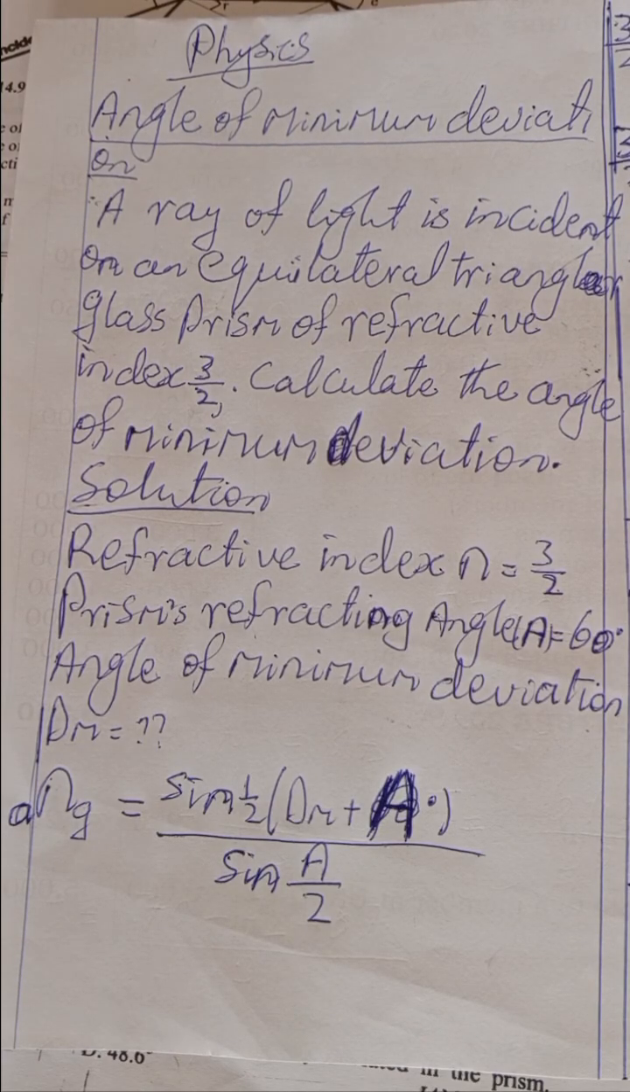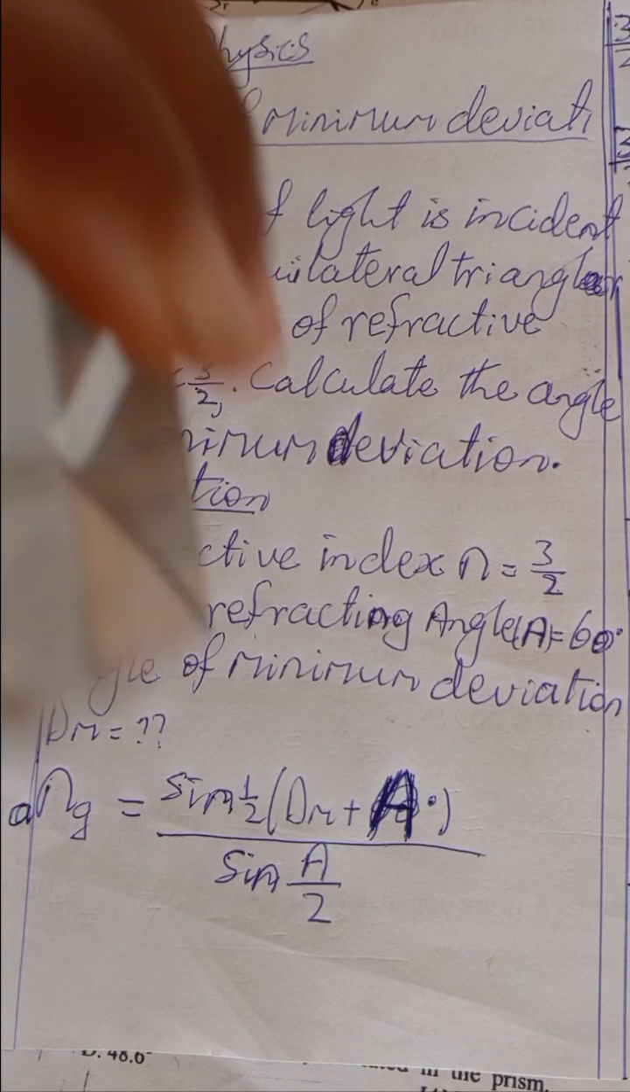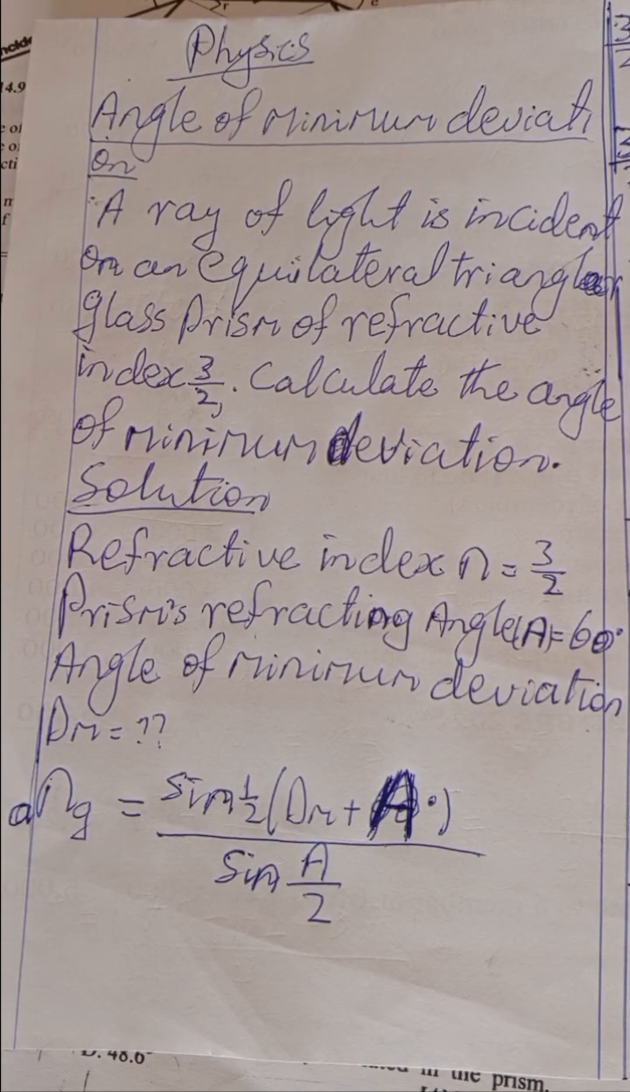Today, we are going to calculate the angle of minimum deviation of a triangular prism. A ray of light is incident on an equilateral triangular glass prism of refractive index 3/2. Calculate the angle of minimum deviation. Solution: the refractive index is given as 3/2.